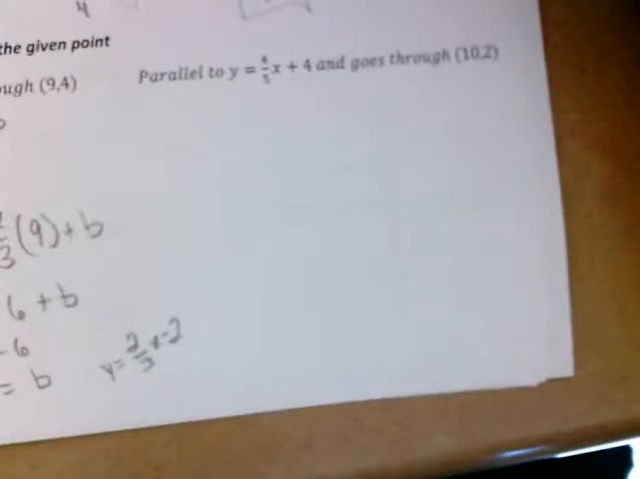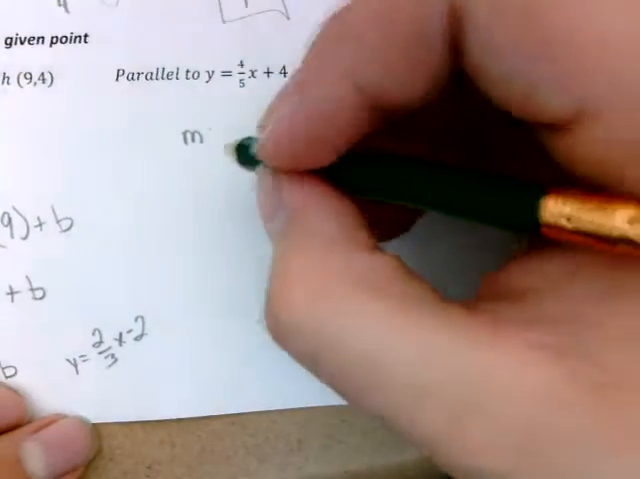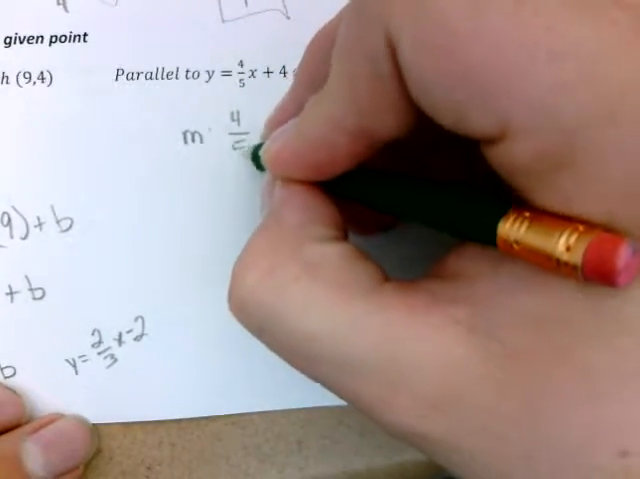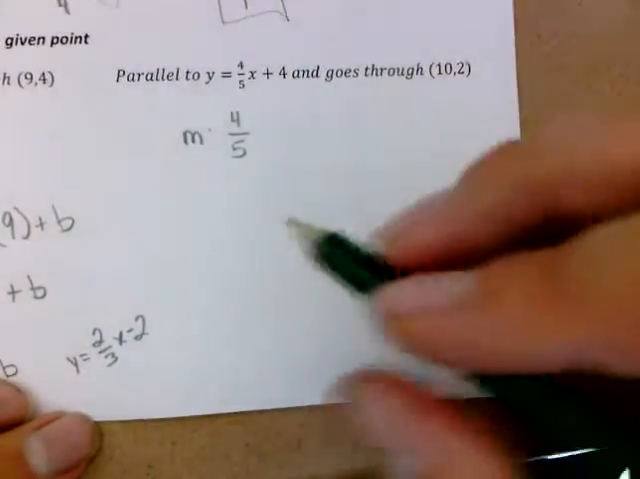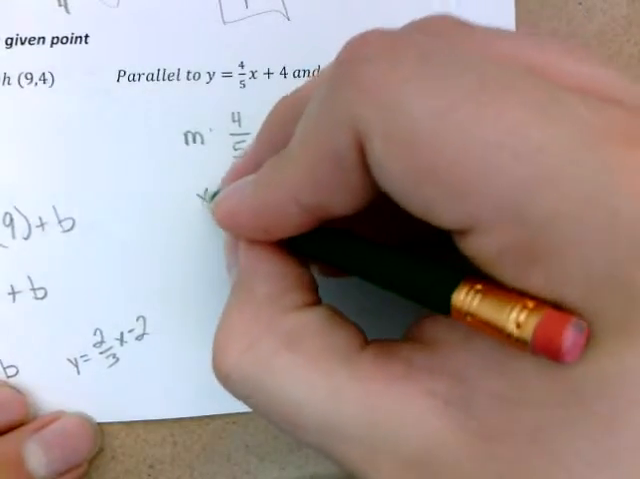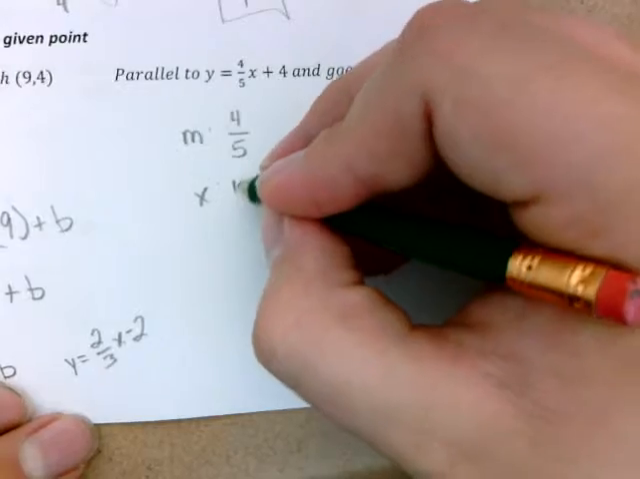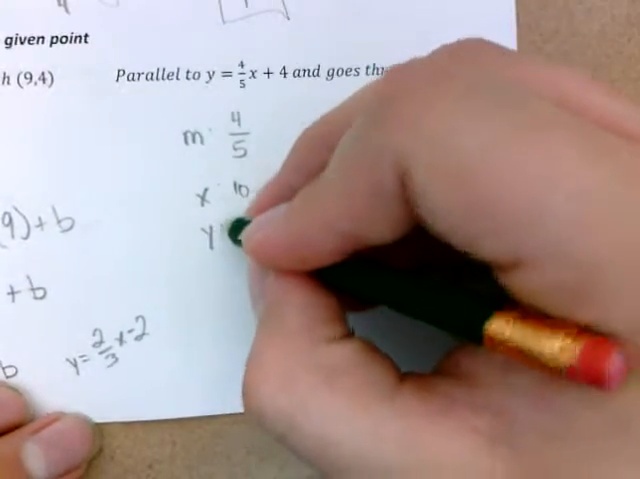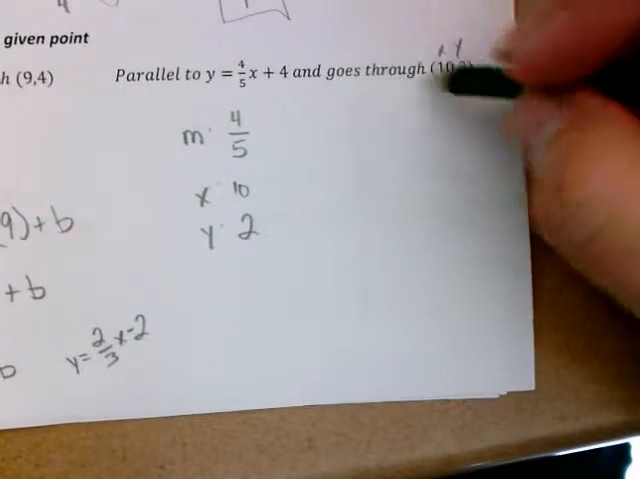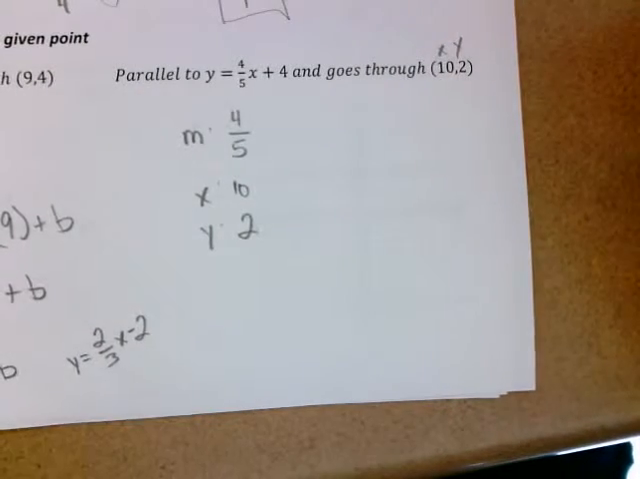The next one, same thing. We know our m. Our m came from this equation. Our m is 4/5. Only because it's parallel can we use that m. It's our x, it's our y. X becomes 10. Y becomes 2. We're using this point right here in the equation.